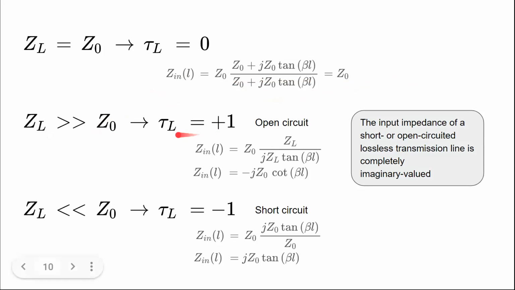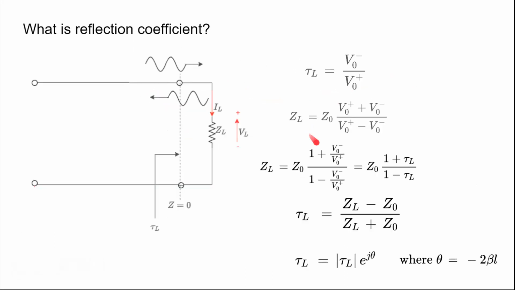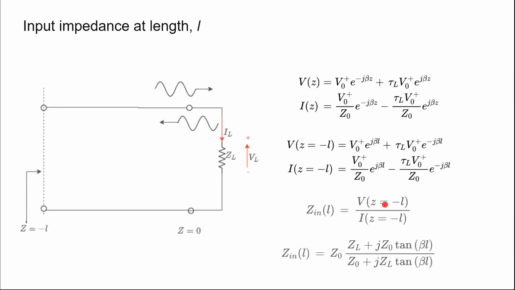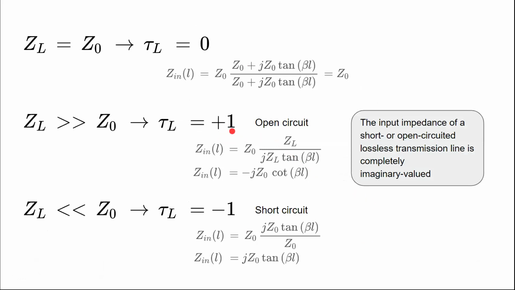Open circuit condition means tau L equal to +1. We have derived that earlier, right? Tau L equals +1. We derived that where ZL goes to infinity, and then we can divide both the numerator and denominator by ZL, and then we get 1 over 1. That means tau L is equal to 1. So when it is open circuit, we can consider that ZL is infinity, right?